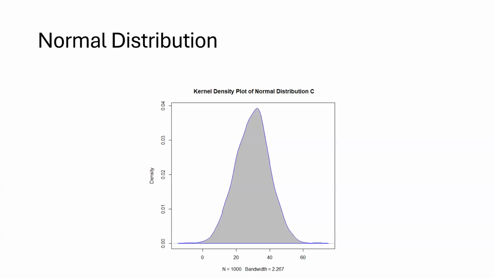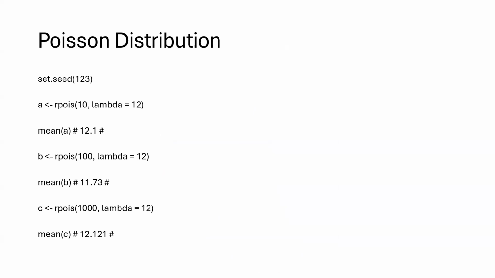Now let's take a look quickly at the Poisson distribution, because this phenomenon holds true for the Poisson distribution as well. Although the Poisson distribution will not come to resemble a normal distribution just with more observations, the Poisson distribution will come to more so resemble the population from which the samples were drawn.